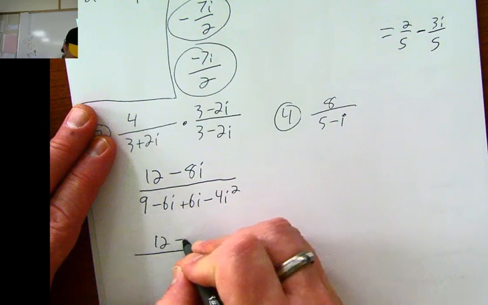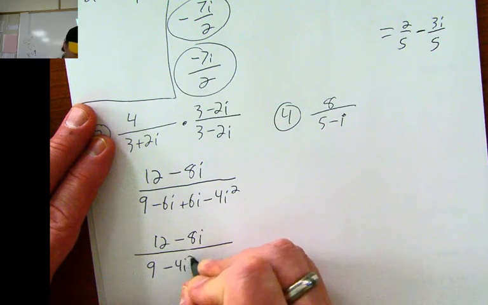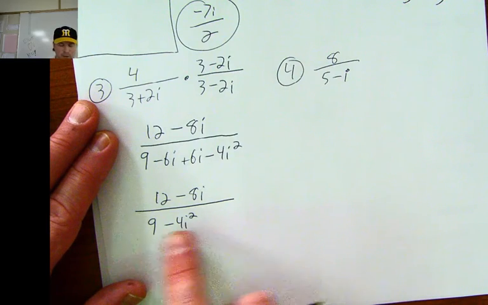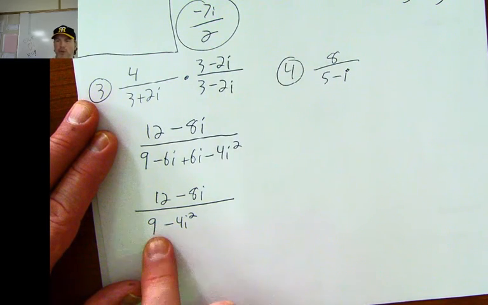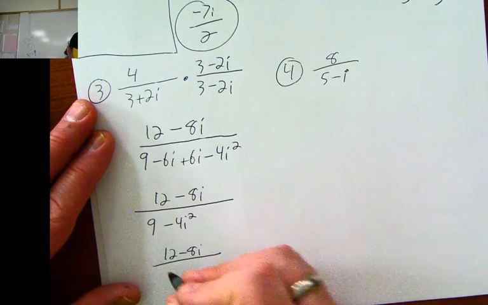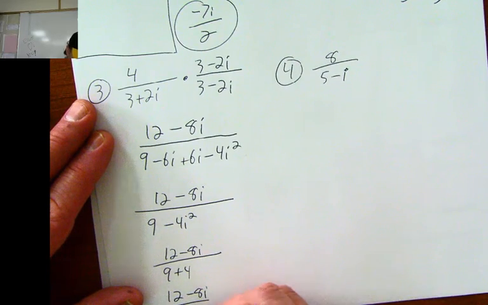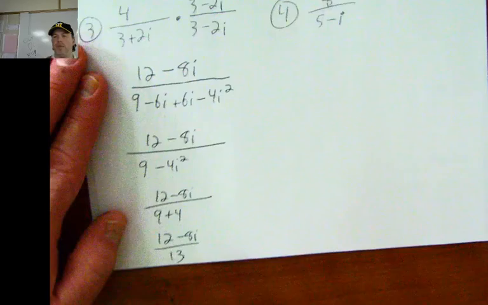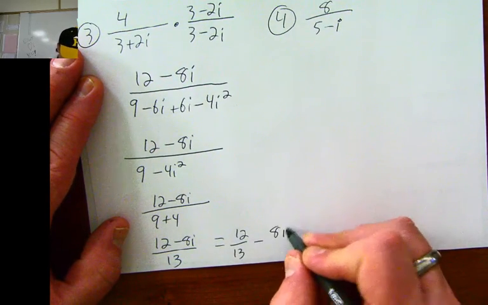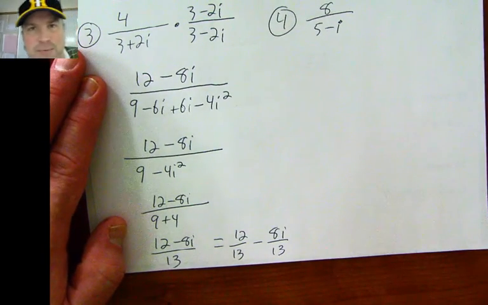So I'm left with 12 minus 8i all over 9 minus 4i squared. That 4i squared, the i squared becomes a negative 1. This becomes a negative 4, which ultimately makes this plus 4. So 12 minus 8i all over 9 plus 4, which becomes 12 minus 8i all over 13. And then to finish it off, 12 over 13 minus 8i over 13 to get it into proper complex form.